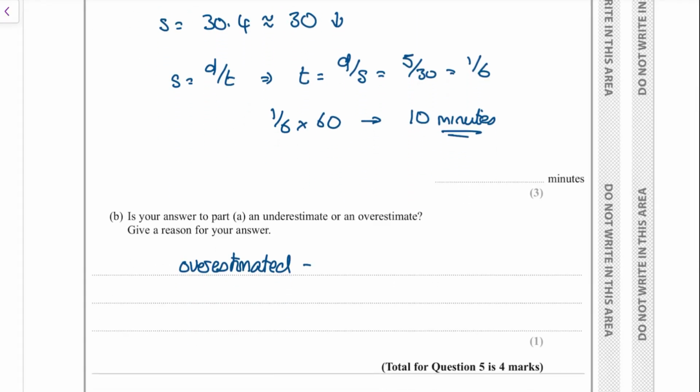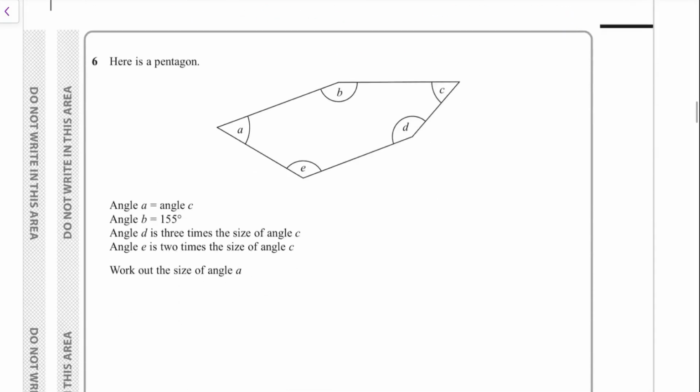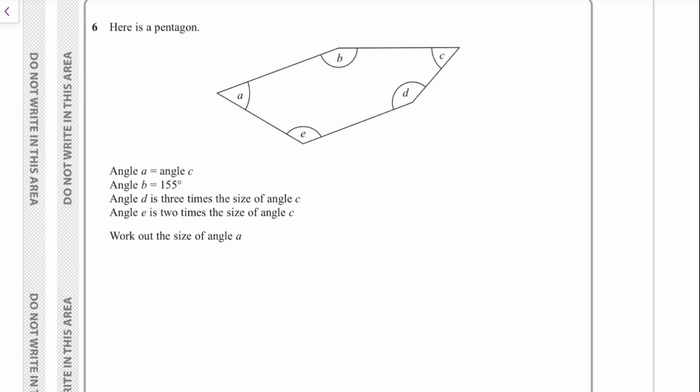So my reason is going to be: as the numerator is larger and denominator smaller in my estimate. Okay, so again, I'm understanding the idea that I've made one of the numbers bigger, one of the numbers smaller, and that's made my overall number bigger than it should be. Great. Next question. Here's a pentagon.